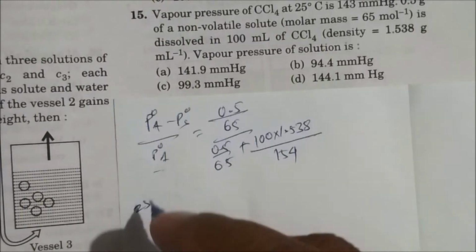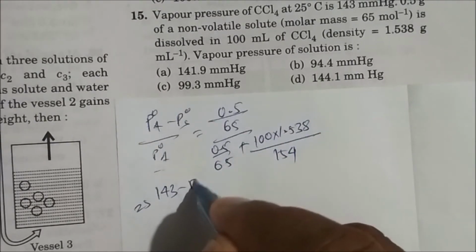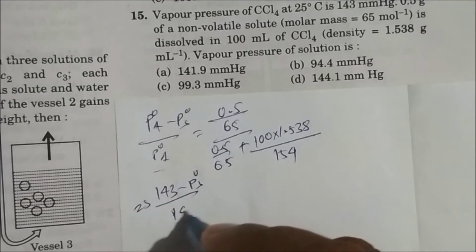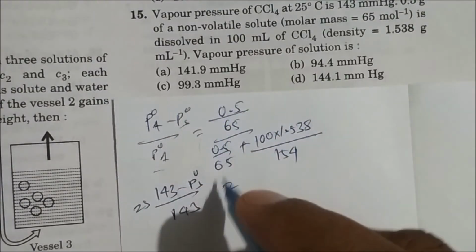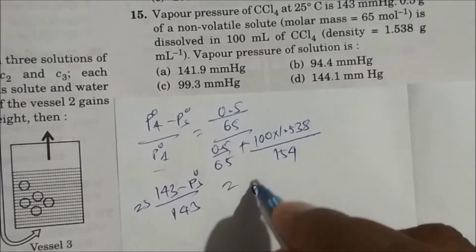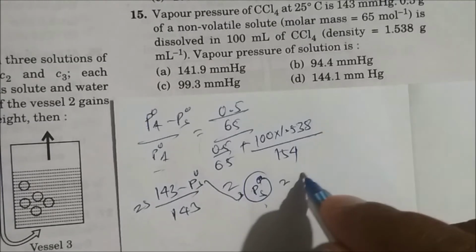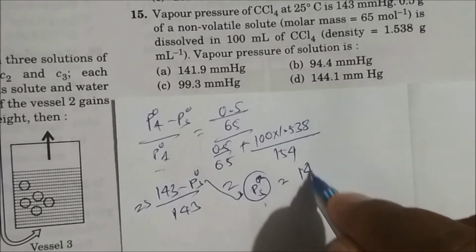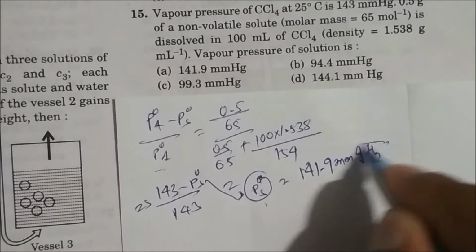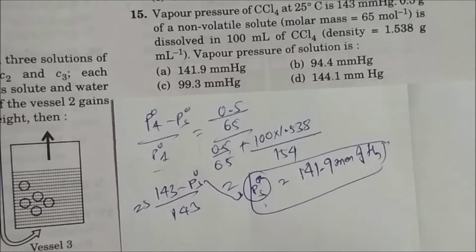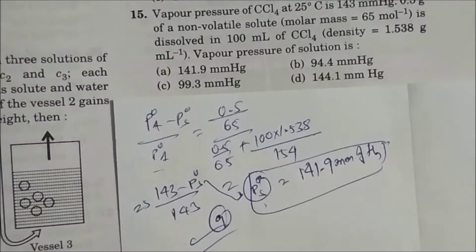Now what is the pure vapor pressure? It is given, 143. So we can say 143 minus P naught S by 143 equals this whole value. If you solve this whole value, you will get the vapor pressure of the solution equal to 141.9 millimeter of mercury. You can solve it, you will get this answer exactly. So our answer A is the correct answer.